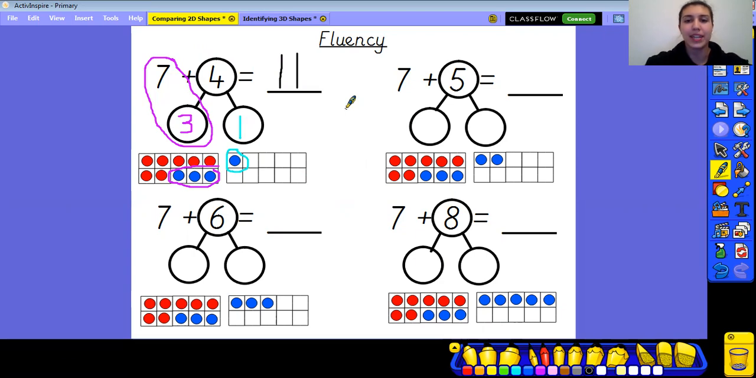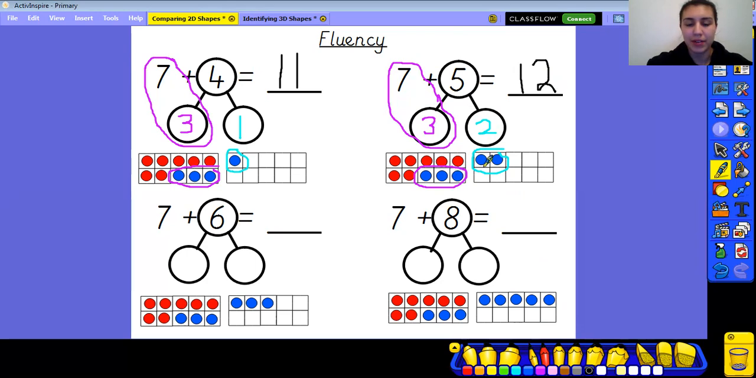Lovely, well done for having a go at that, year two. Starting with 7 again, my first number that I'm going to partition my second addend into will bond with my 7 to make 10. So I know that 7 add 3 is equal to 10, but I didn't want to just add 3, I wanted to add 5. So that means I've got 2 more to add. So 10 add 2 equals 12.